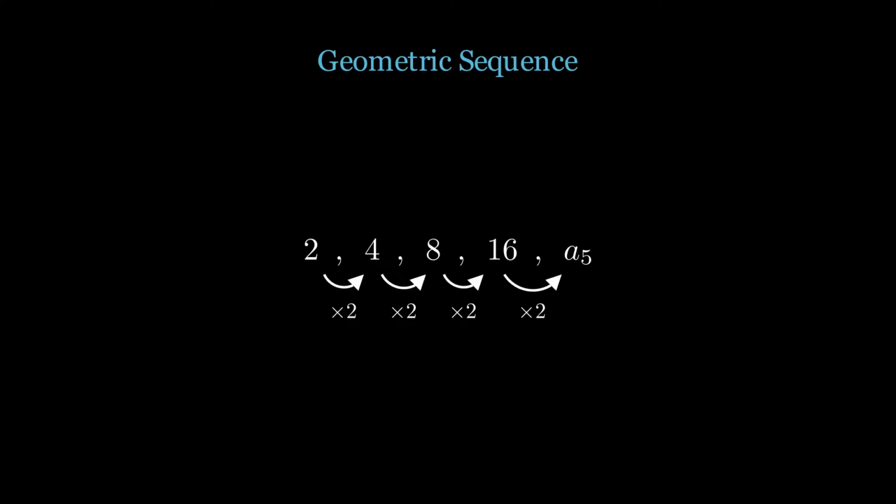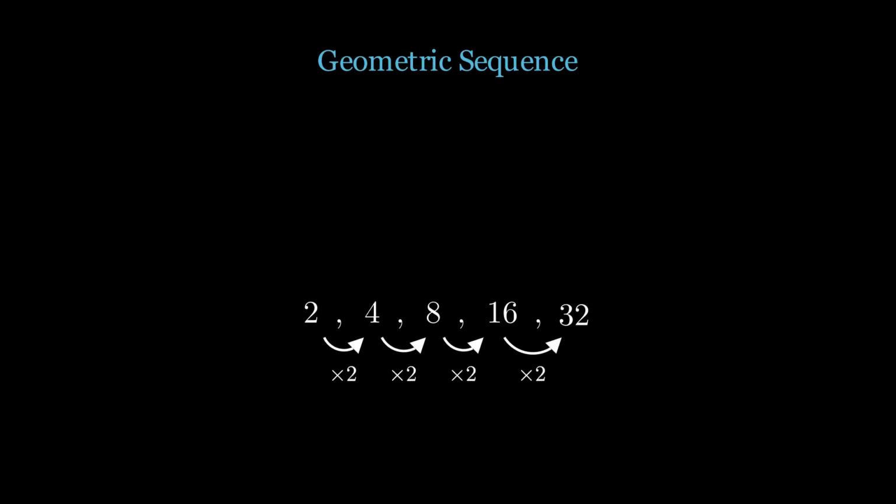Now, this is an example of a geometric sequence, or a sequence that is multiplied or divided by a common number. Look at this sequence. Can you tell what is the next term? You can see that each term is multiplied by 2. So a sub 5 is a sub 4 times 2. So we get 16 times 2. So a sub 5 is 32. We call the 2 an r, or a common ratio.